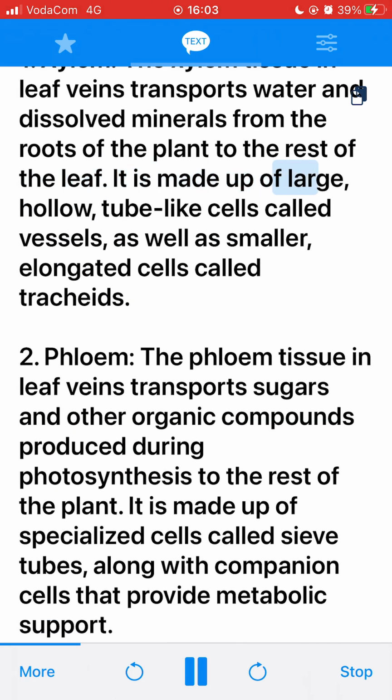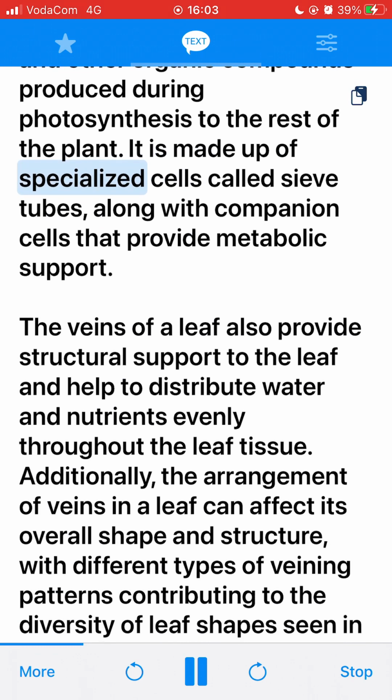It is made up of large, hollow, tube-like cells called vessels, as well as smaller, elongated cells called tracheids. 2. Phloem. The phloem tissue in leaf veins transports sugars and other organic compounds produced during photosynthesis to the rest of the plant. It is made up of specialized cells called sieve tubes, along with companion cells that provide metabolic support. The veins of a leaf also provide structural support to the leaf and help to distribute water and nutrients evenly throughout the leaf tissue.